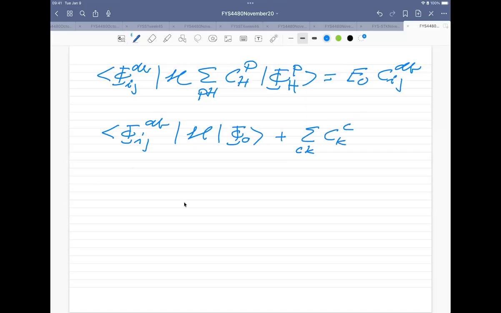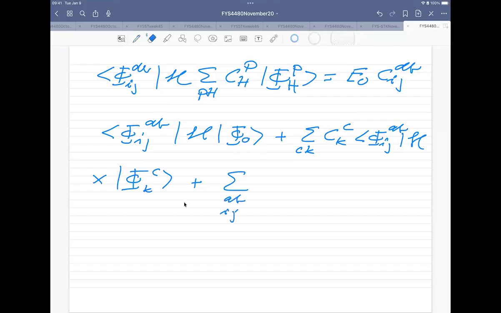And then I'm getting an overlap between a two-particle, two-hole state. And I'm just going to put a multiplication sign here of phi of Kc. Then I get a new term, which is an ABIJ.